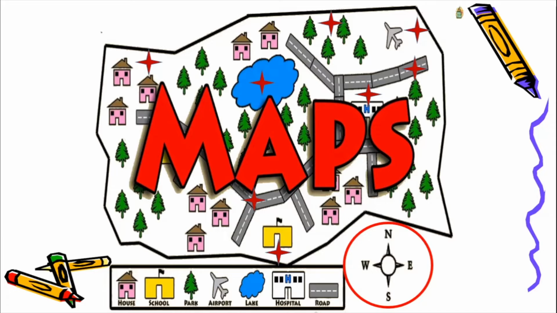is representing. So suppose this is a map of a place called Raipur. So in Raipur there are so many houses, there is one school, there are so many parks, there is an airport, there is a lake, a hospital, and some good roads. Alright, so this is the kind of information that you can get from your map.